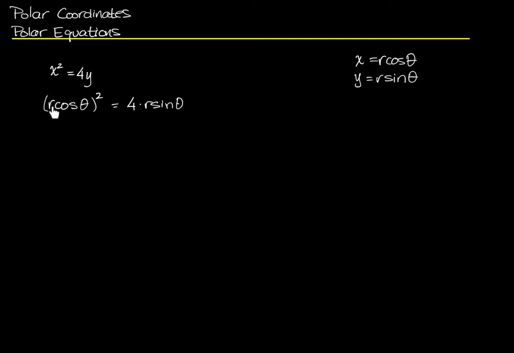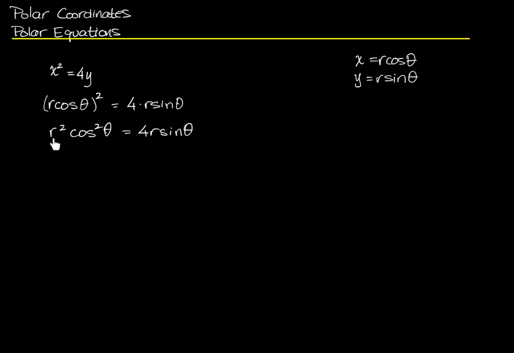That's for the next section. So we'll get to that eventually. But for now, let's take a look at what happens when we expand this. Algebraically speaking, this is equivalent to r squared cosine squared theta equals 4r times the sine of theta.